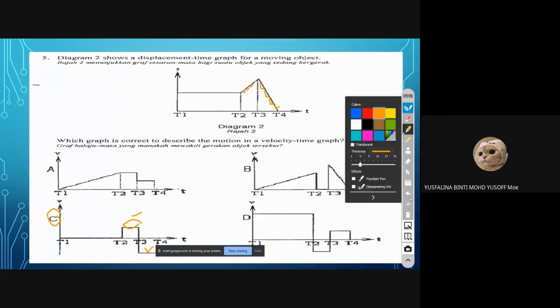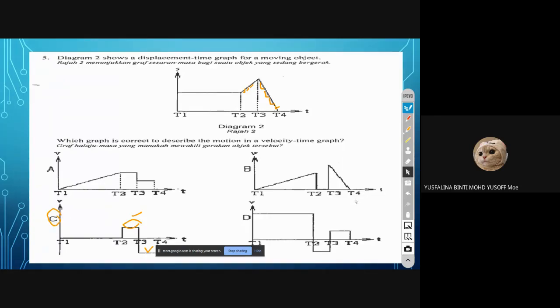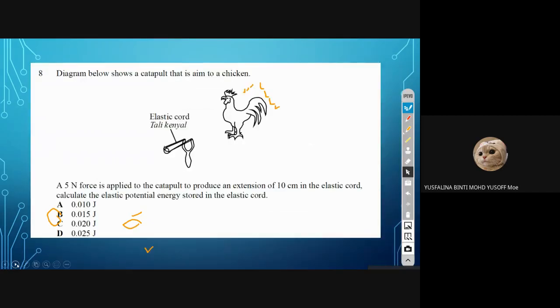Okay, right, so let's move on to the next slide. The diagram below shows a catapult that is aimed at a chicken. A 5 Newton force is applied to the catapult to produce an extension of 10 cm in the elastic cord. So calculate the elastic potential energy stored in the elastic cord.